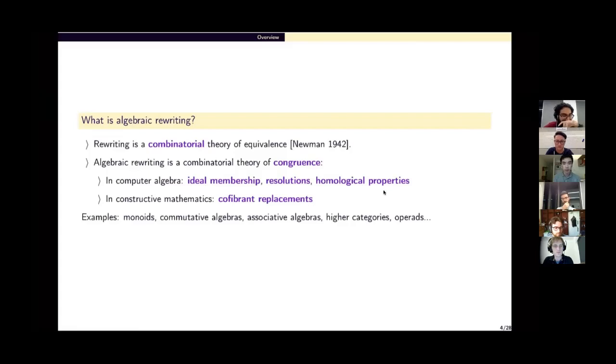Algebraic rewriting is rewriting in the context of algebraic objects, and sometimes we talk about congruence, for example, congruence of integers. This has various applications in computer algebra to solve problems such as ideal membership, calculating resolutions, or calculating homological properties. On the side of constructive mathematics, this can be used to construct cofibrant replacements, and in particular, small cofibrant replacements. A cofibrant replacement is sort of a free object that is equivalent to the original object. This appears in the context of model structures. Some examples where algebraic rewriting has been applied are monoids, algebras, commutative and associative, higher categories, and operads. And this last case is what we will be looking at today.